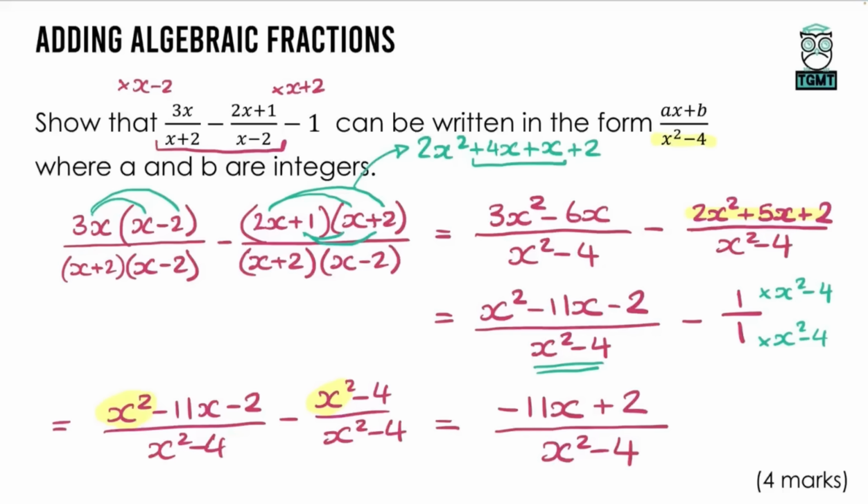Now, normally I would write that as 2 take away 11x on the numerator, but it wants it in the form ax plus b, so we'll leave it in that form there, minus 11x plus 2, all over x squared minus 4. Obviously a very large question there, lots to think about, lots of positives and negatives to be careful of. You can always use your calculator at any point for those positives and negatives, of course, if you're doing a calculator paper. But there we go, there was some adding or subtracting algebraic fractions.